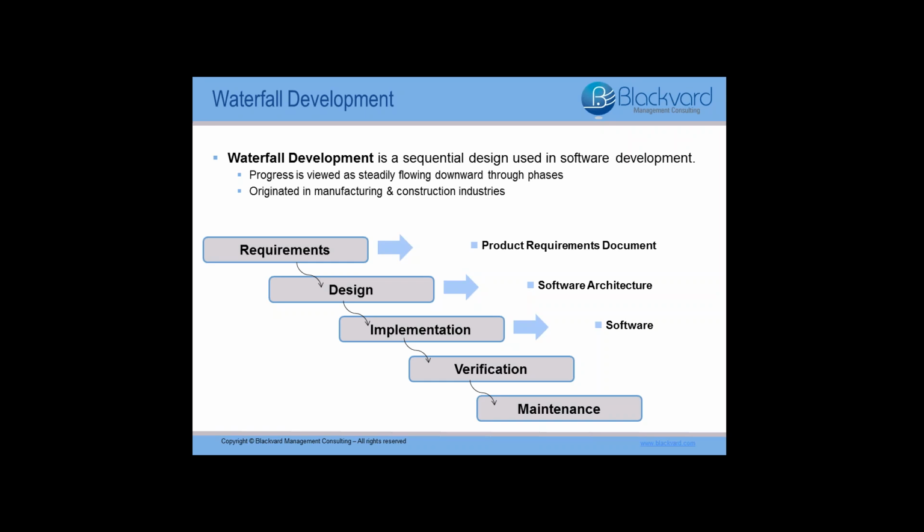Waterfall development is another name for the more traditional approach to software development. It's called waterfall as this type of development is often planned using a sequential Gantt chart design. So progress is viewed as flowing downward, as you can see here by this slide. You complete one phase, such as planning, before moving on to the next phase, such as the development stages. Waterfall actually originated in the manufacturing and construction industries.